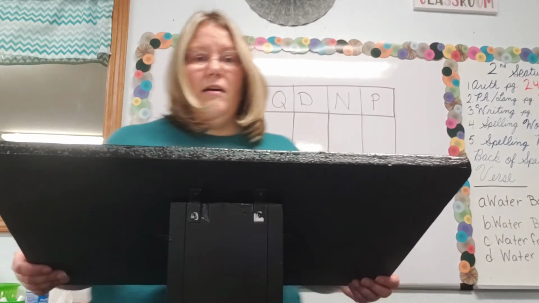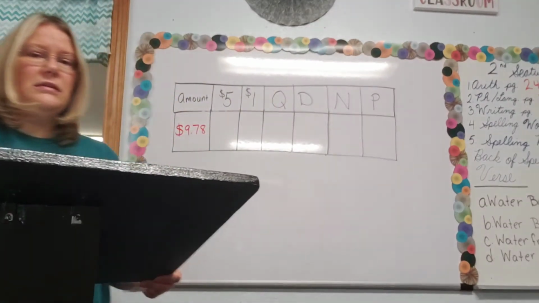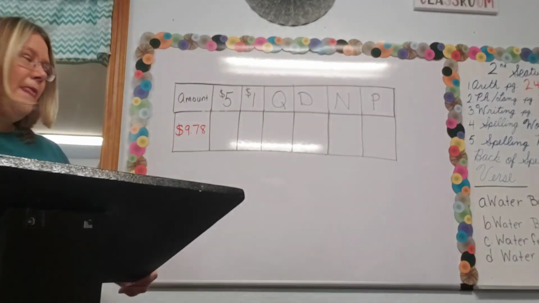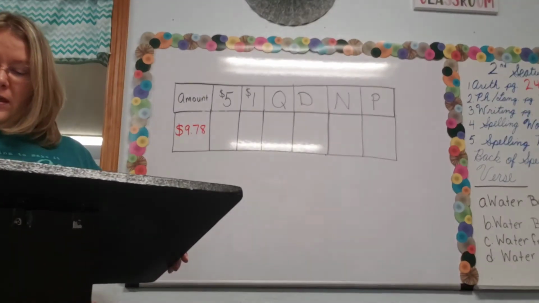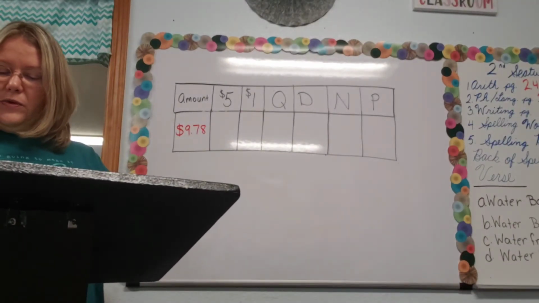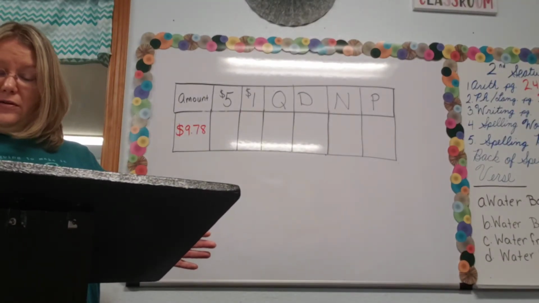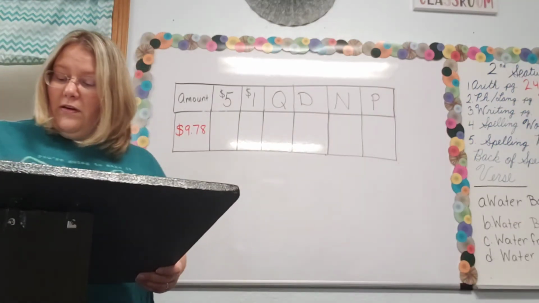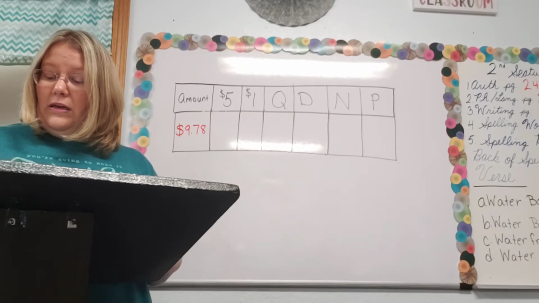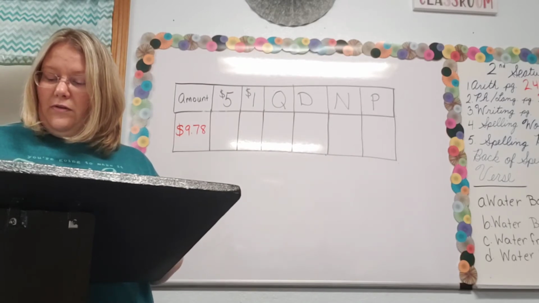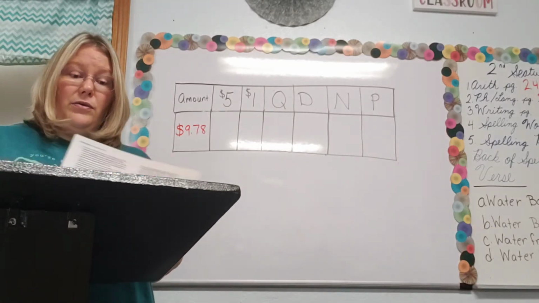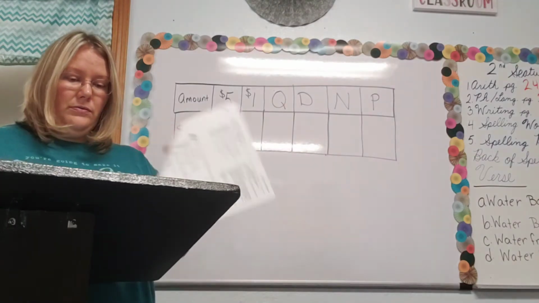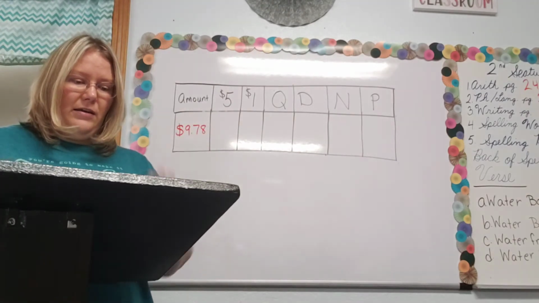All right, I have something on the board that looks different than we've seen before. And we're going to talk about some money. Counting out coins and bills is one way to see how many coins and bills there are in a certain amount of money. But there's another way we're going to talk about. We can figure out how many coins and bills we need for an amount without using any coins or bills. So we're going to have to use some math here.